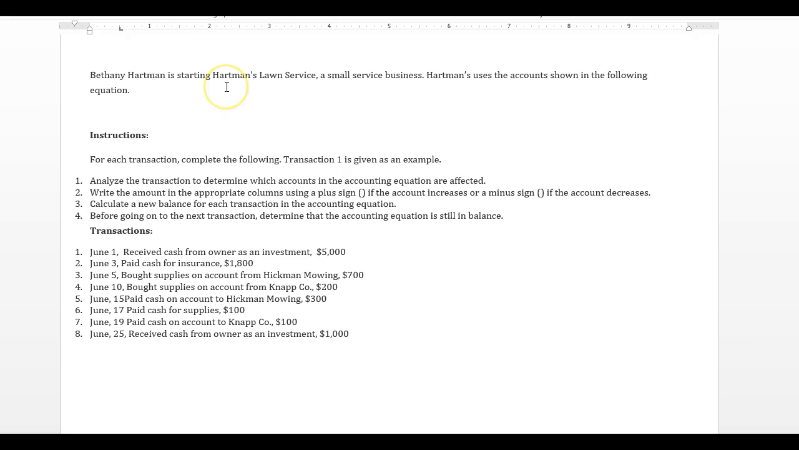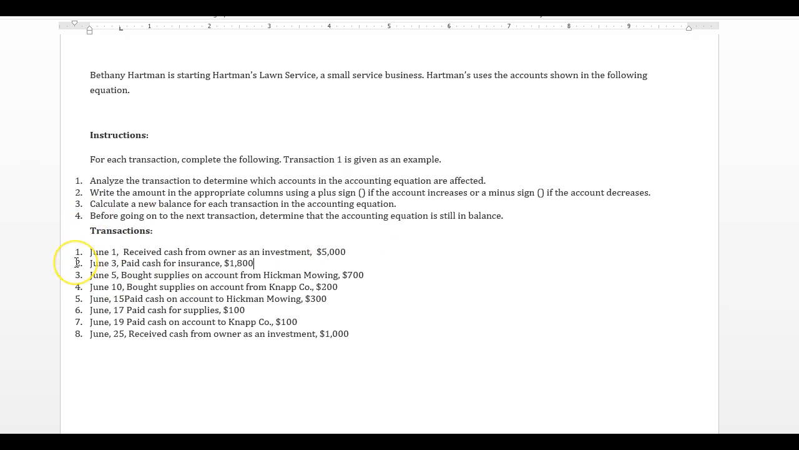She is starting Hartman's Lawn Service, a small service business. She uses the accounts shown in the following equation. What we are going to do is analyze each of the transactions down here, determine which accounts in the accounting equation are affected, then write the appropriate columns using the plus or minus sign to show where the account increases or decreases, and then calculate the new balance for each transaction in the accounting equation.